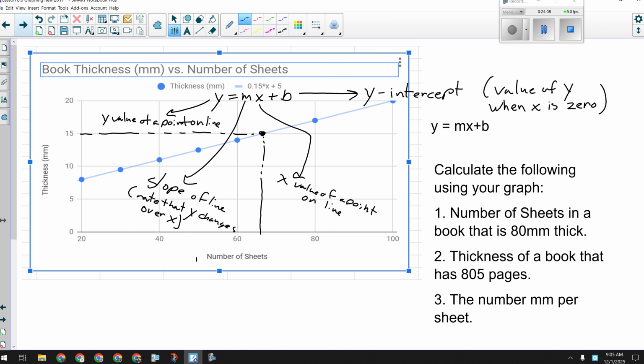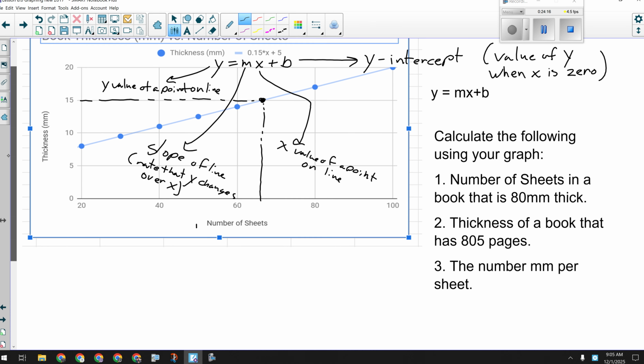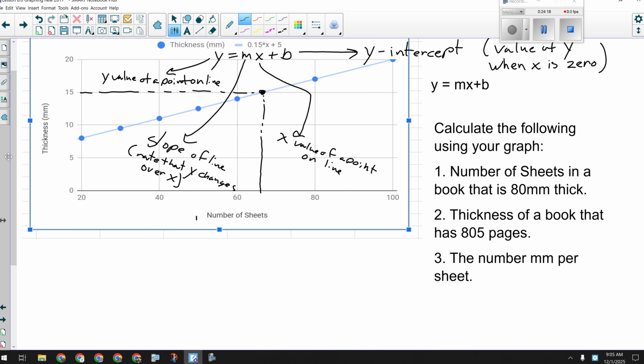Okay. All right. So let's do a couple of example ones here. Just kind of write down the examples that we're doing here. Just don't bother with copying the graph down, just in your book, write what we're about to do here. Okay, so we're going to do question number 1, calculating the number of sheets in a book that is 80 millimeters thick.